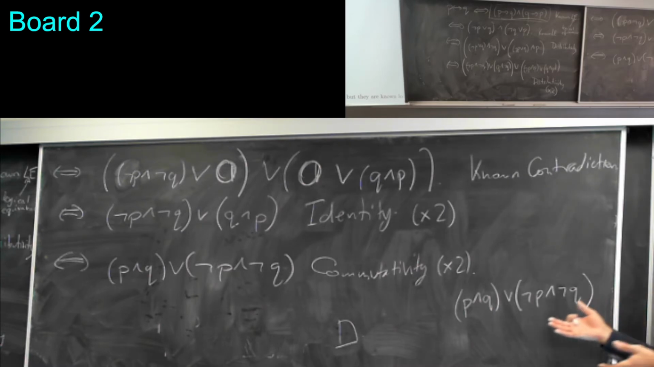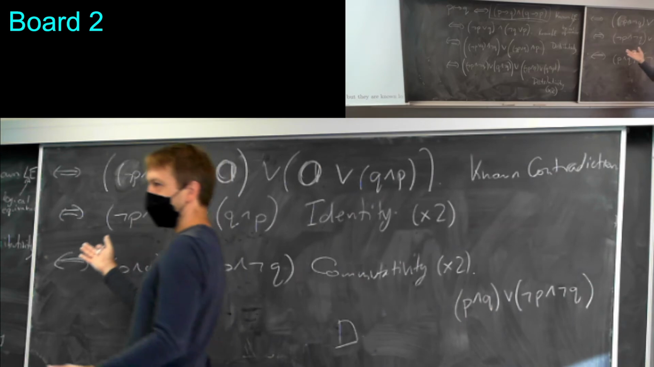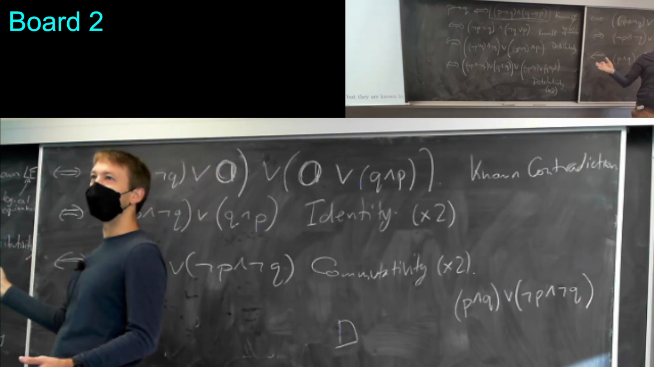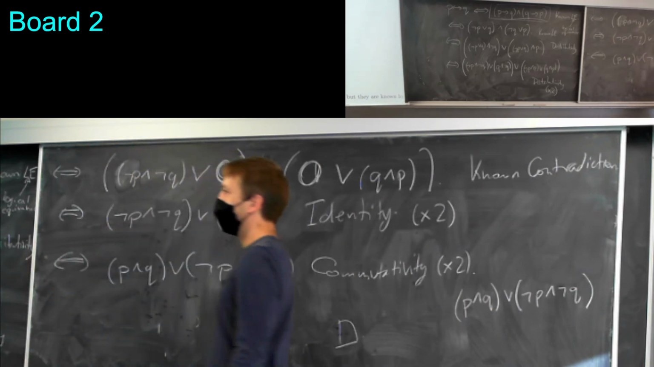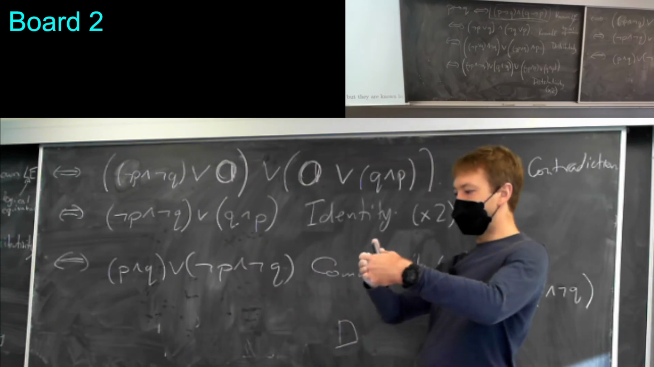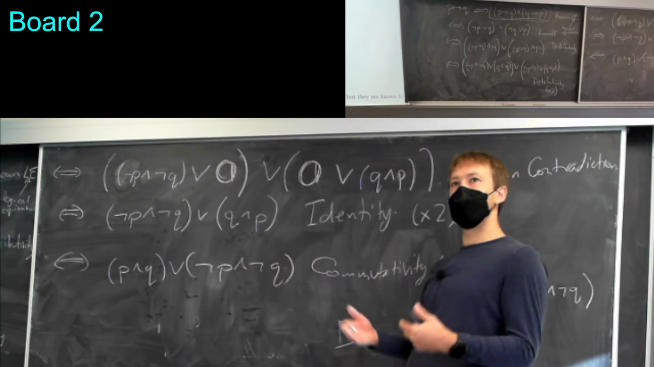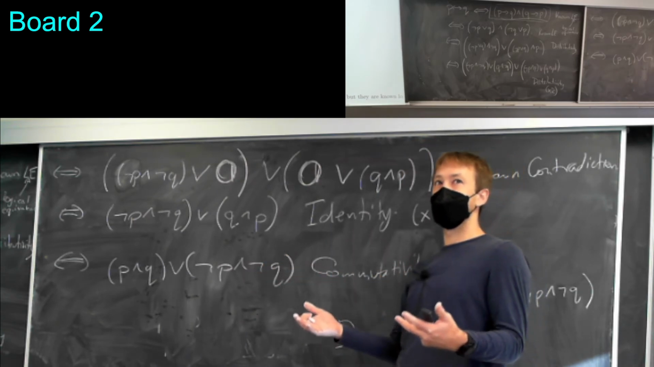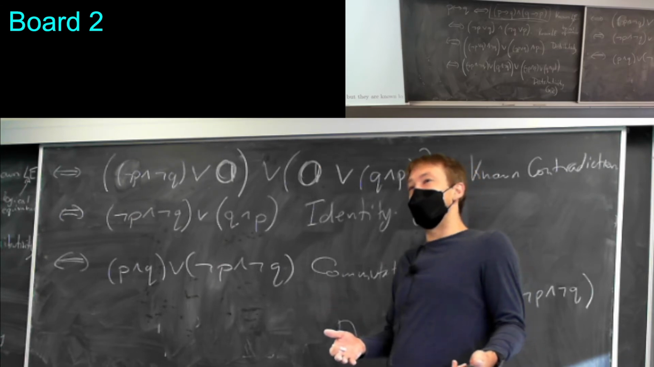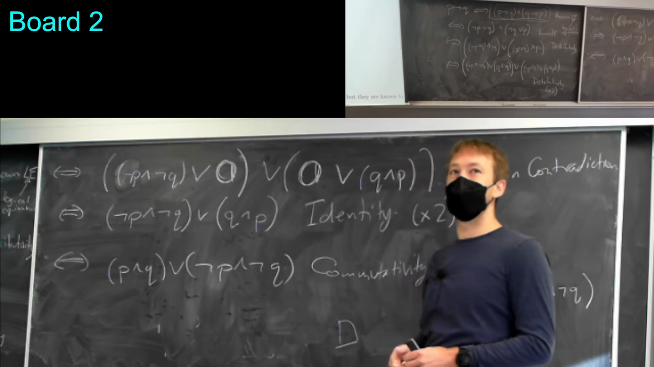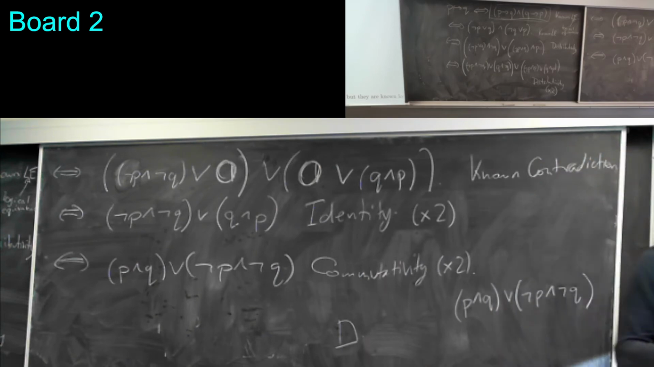But I think in this example, if you did a truth table for this, it'd be much faster than what I just did. So sometimes this method of using known logical equivalences can be faster than a truth table. Sometimes it's slower, but you have to know how to do both because you might be asked to do one or the other. Okay, any questions?